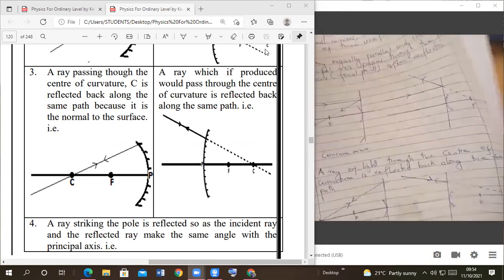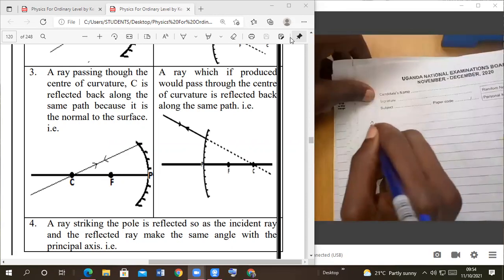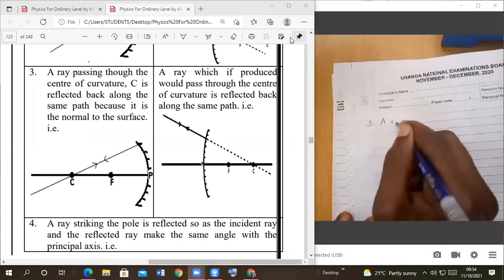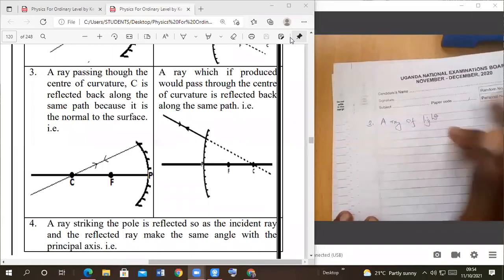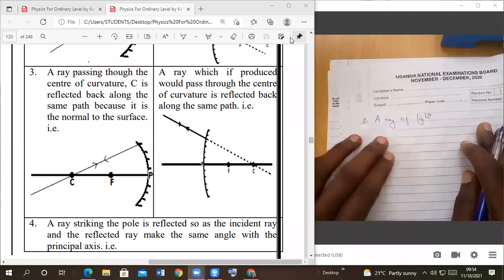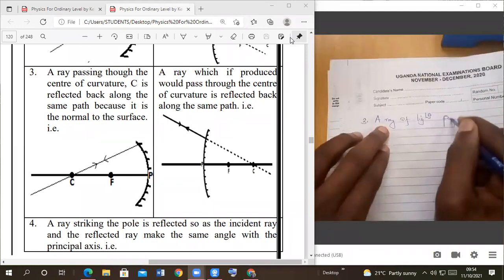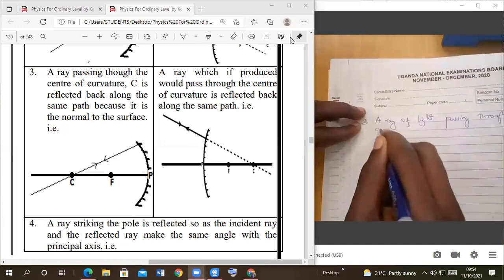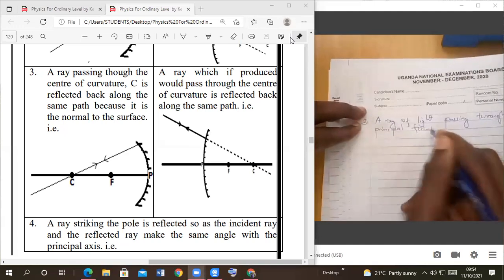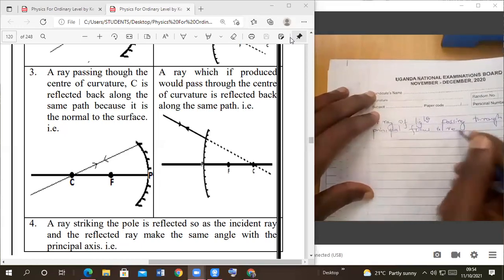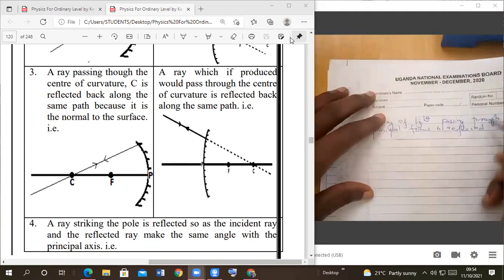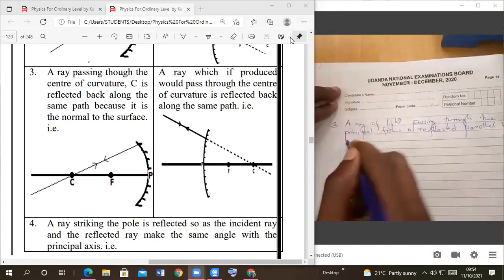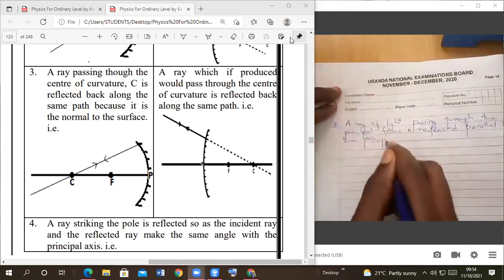All right. Rule number 3. We are saying a ray of light passing through the principal focus, or the focal point, is reflected parallel to the principal axis. Is reflected parallel to the principal what?